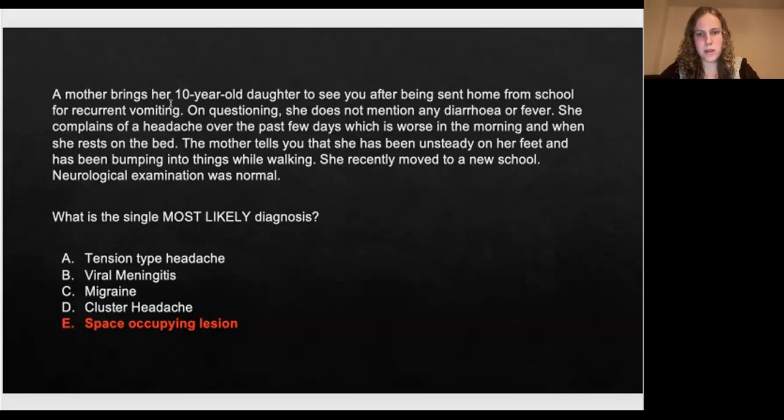And then she's been bumping into things while walking, so it's some neurological signs there that you're seeing. So yeah.